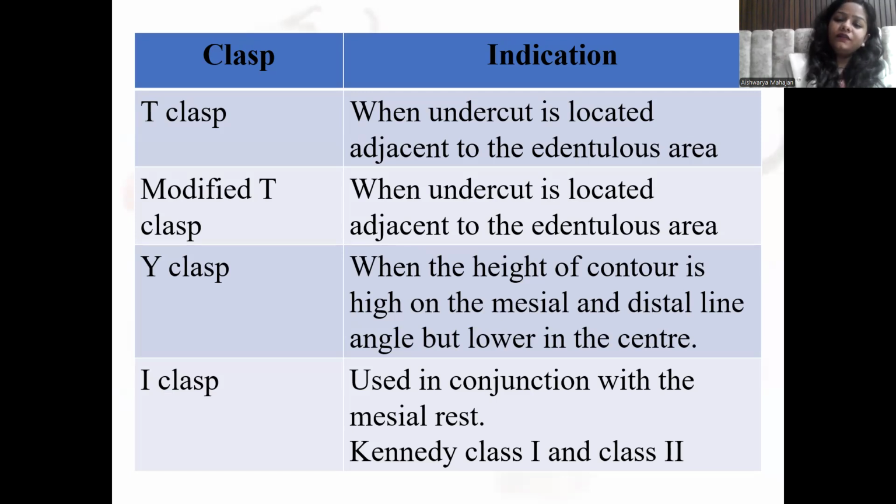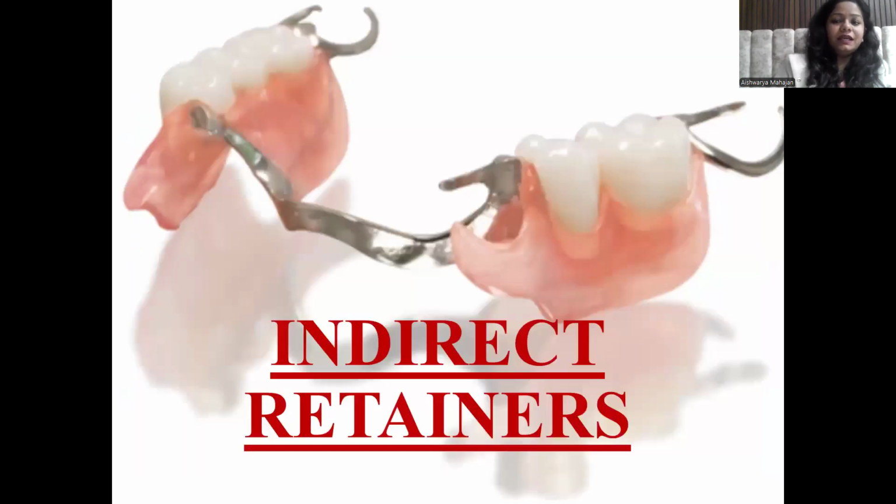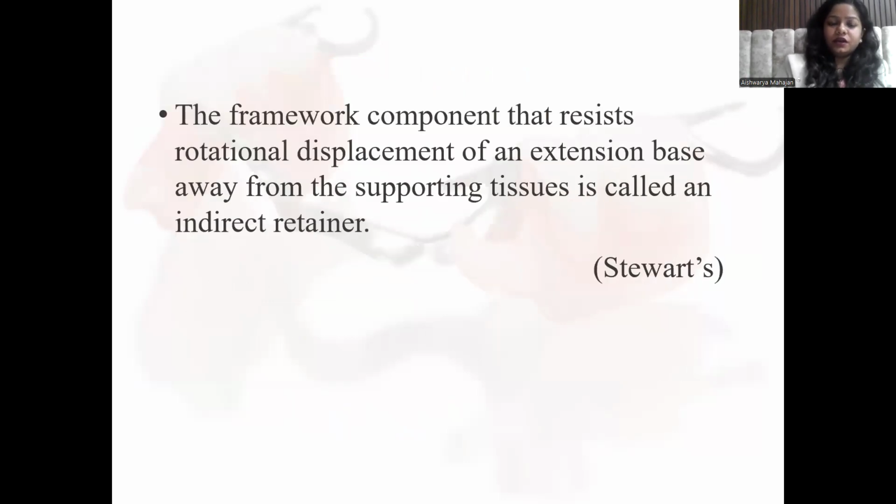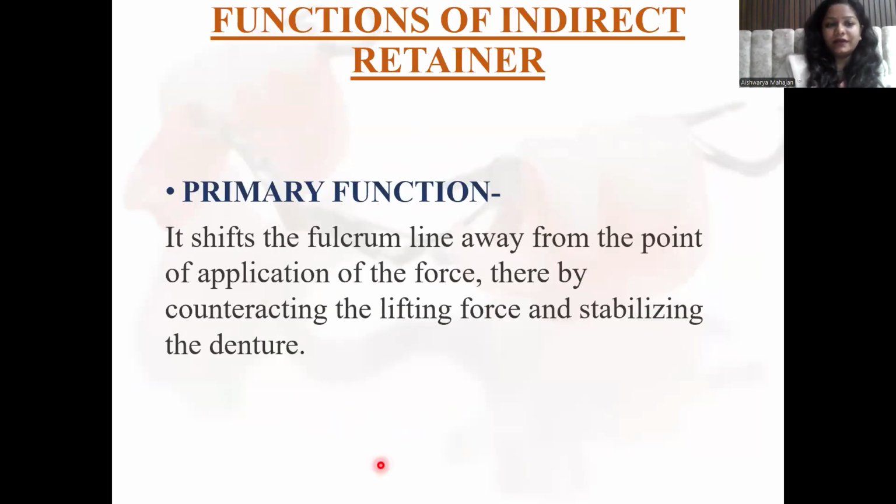Now moving on, we have the next topic, which is the indirect retainers. According to GPT-8, a part of removable partial denture which assists the direct retainer in preventing the displacement of distal extension denture bases by functioning through lever action on the opposite side of the fulcrum line is known as the indirect retainer. According to Stewart, the framework component that resists rotational displacement of an extension base away from the supporting tissue is called the indirect retainer.